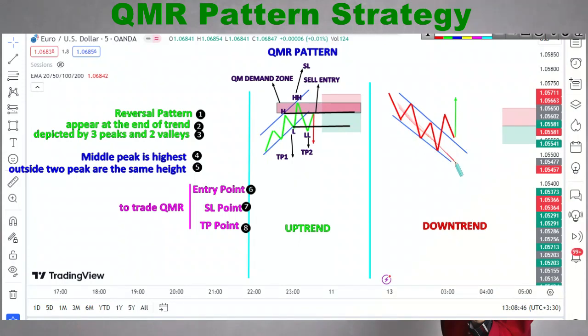Lower low is here. High is here. Low and higher high. Higher high is above the high level and lower low is under the low level.